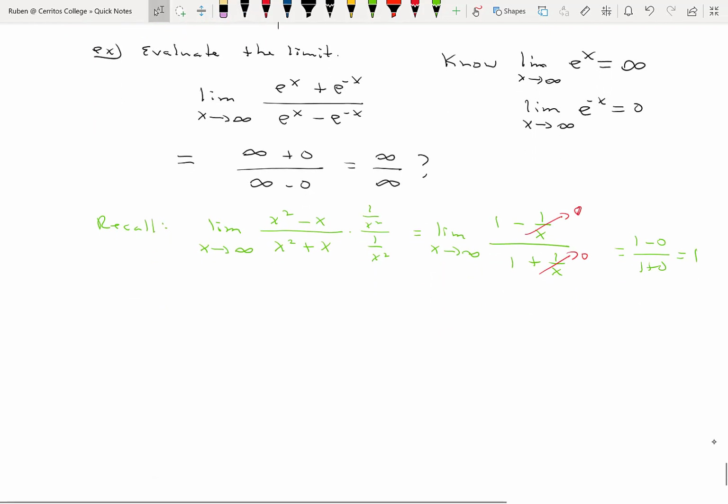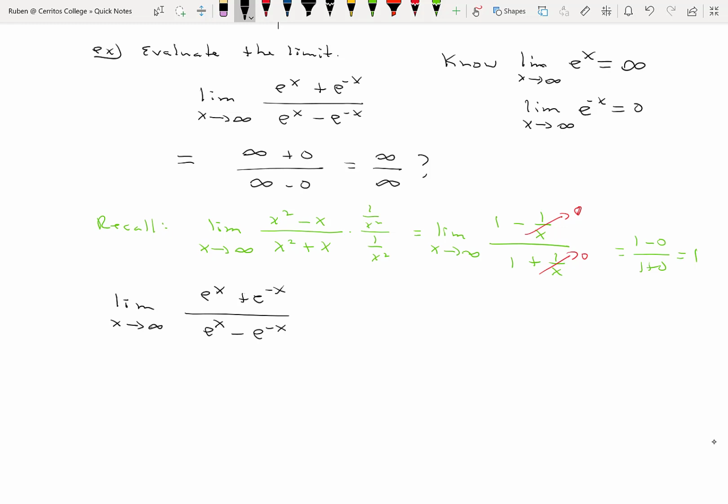Let's take the limit as x approaches infinity of our problem: e to the x plus e to the minus x over e to the x minus e to the minus x. Well, there's no highest power, but there's something that grows the fastest, and that's e to the x. So I'm going to use that same idea from Calc 1. I'm going to divide numerator and denominator by the fastest growing function. E to the x is growing the fastest. In fact, e to the minus x isn't even growing, it's decreasing.